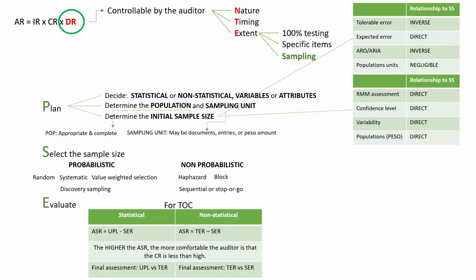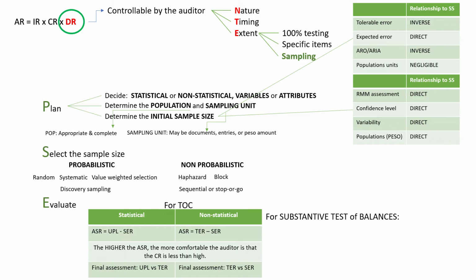Notice for test of controls, there is no explicit projection of errors, because in truth, when you perform test of controls, it's very difficult for you to make an estimate of the total population of controls. That's why usually for test of controls, there is no explicit projection of deviations.